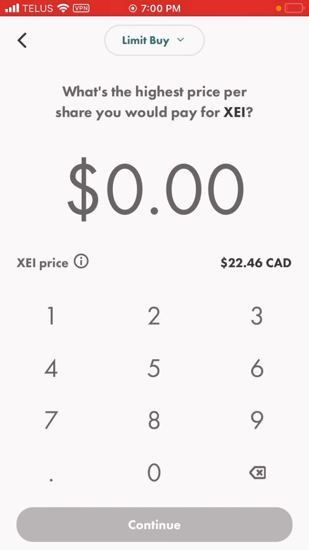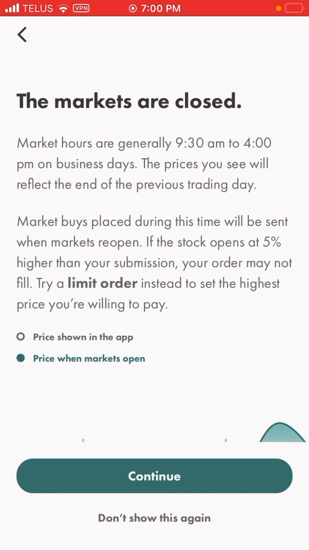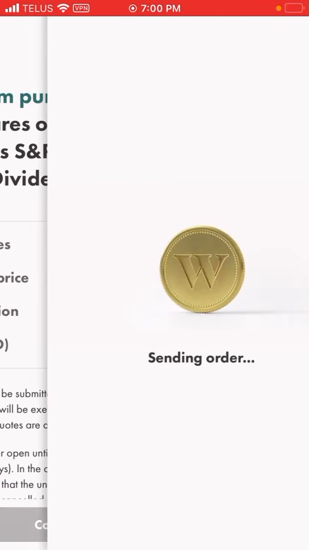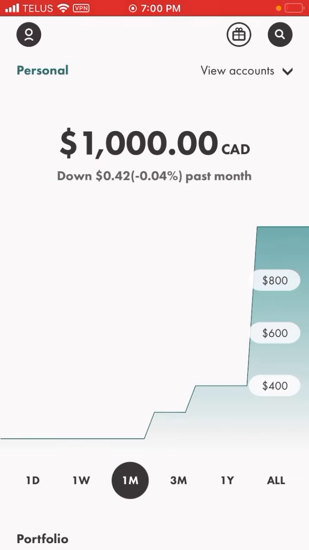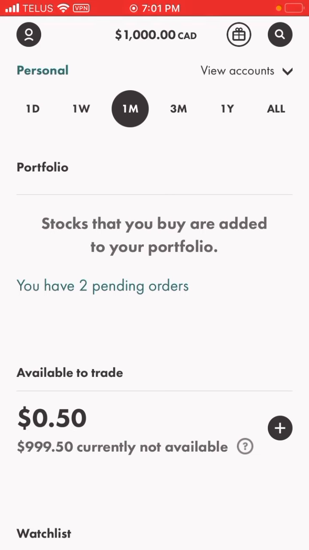And then the market is closed. It is open 9:30 a.m. to 4 p.m. Eastern Time, Mondays to Fridays. Then click continue. Then confirm order. Then if we scroll down in here, we have two pending orders, the one with the S&P 500 and the one with the dividend stocks. And I'm going to cut this video right now and I'm going to update tomorrow. It's going to be automatically bought tomorrow if it is below that limit price.